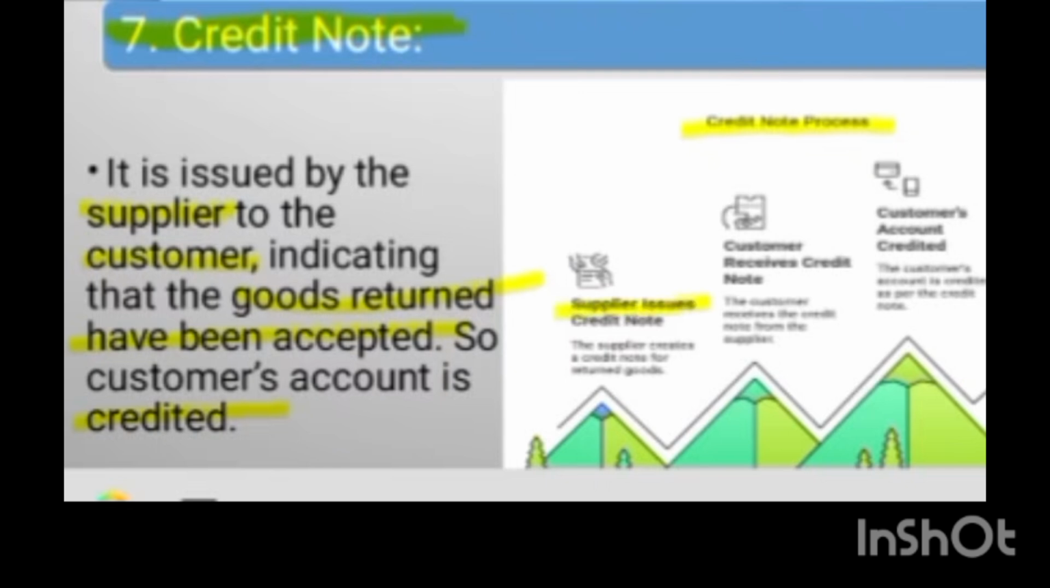supplier issue करता है credit note कब? जब उसको returned goods मिल जाती हैं कस्टमर से. उस पर मेंशन होता है कस्टमर रिसीव्स द क्रेडिट नोट. कस्टमर उस नोट को रिसीव करेगा, उसके ऊपर ये मेंशन होगा कि जो गुड्स आपने रिटर्न की थी वो हमें मिल गई हैं, वेरीफाई हो गई हैं. सो आफ्टर दैट द कस्टमर्स अकाउंट क्रेडिटेड.